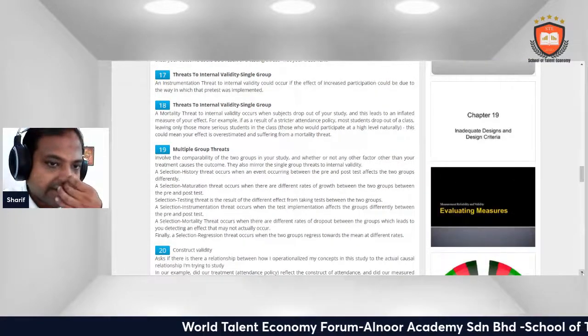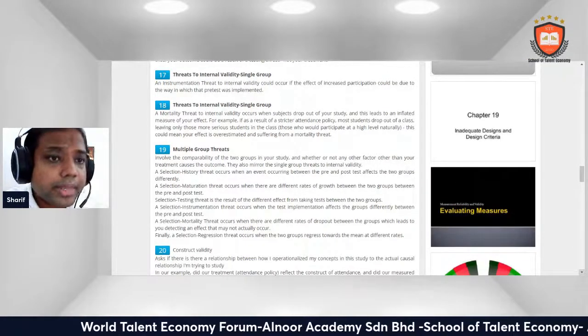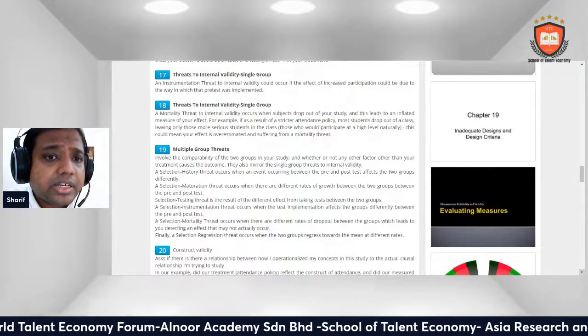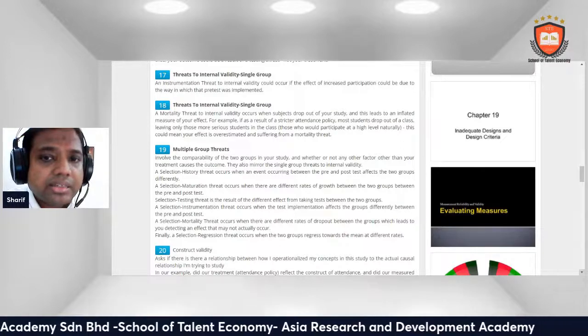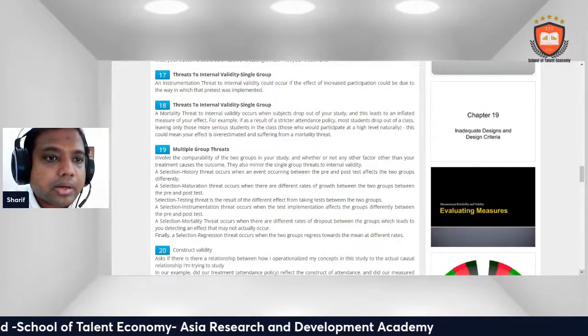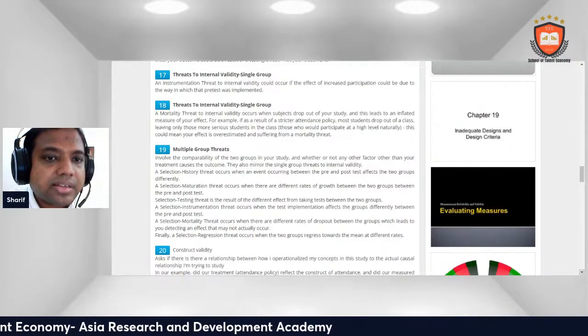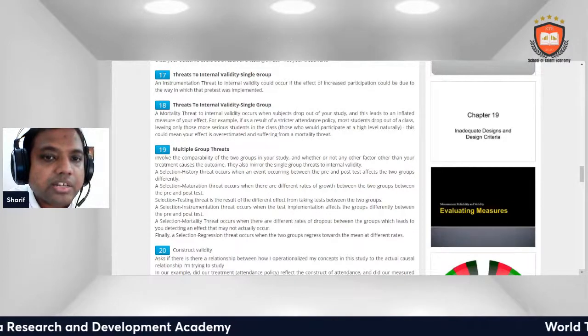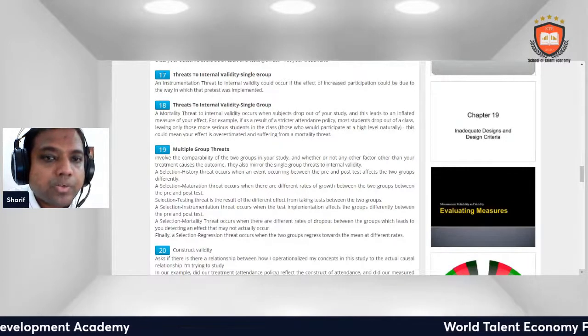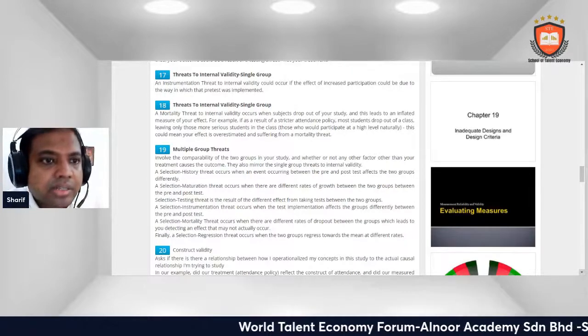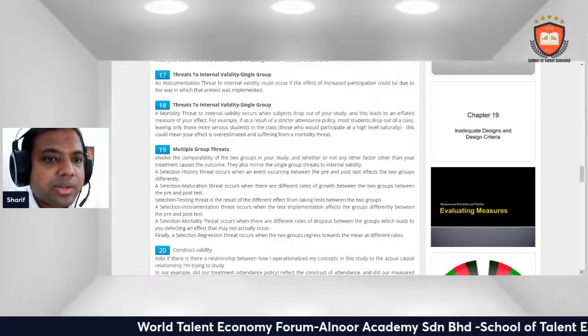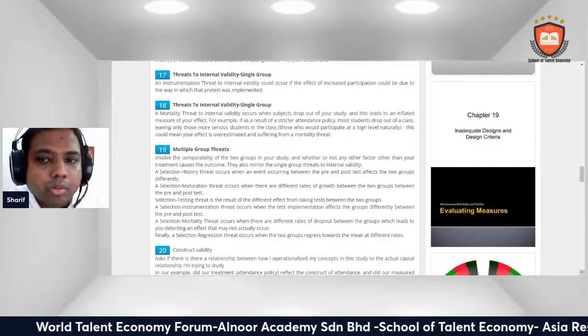Threat to internal validity, single group. A mortality threat to internal validity occurs when subjects drop out of your study, and this threatens the effect measure of your effort. For example, if as a result of a strict attendance policy, most students drop out of a class, leaving only the more serious students in the class, this could mean you overestimate your effect and are suffering from a mortality threat.